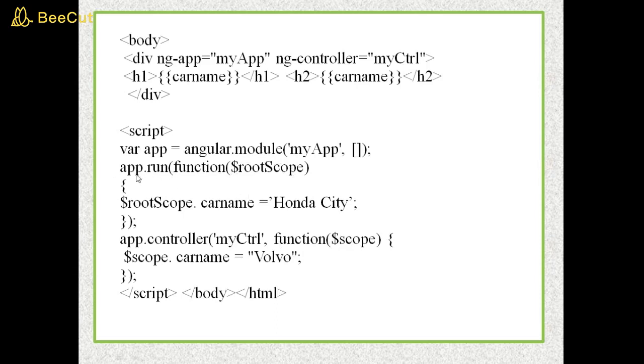See, app.run. app is a variable. run in brackets function and $rootScope object. $rootScope.carname. See, this carname equal to Honda City.